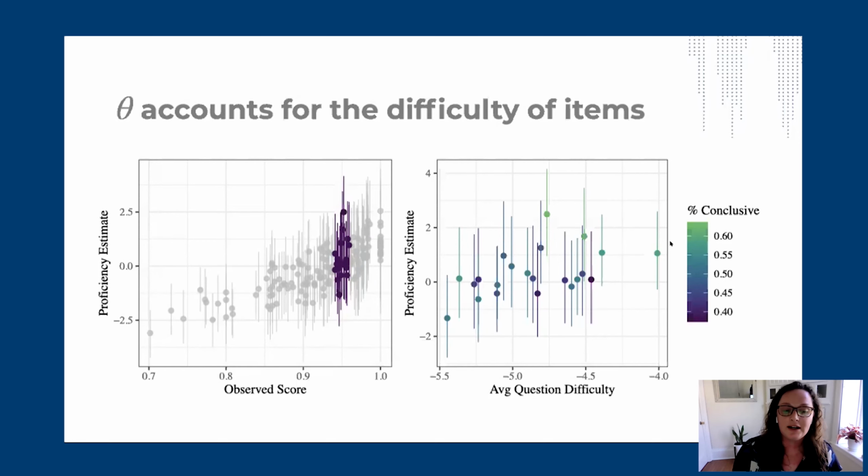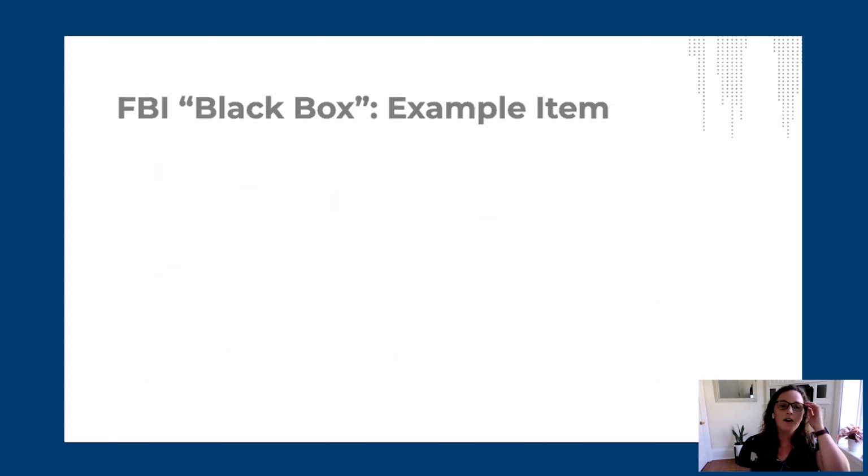And the other thing I want to point out is the color here also represents the percent conclusive. I see there is a question in the Q&A about inconclusives, and so I will get to that on the next slide. We can see that in general, the more often that examiners are conclusive, the higher proficiency estimates that they're given. And so it's implicitly accounting for those inconclusive responses without explicitly putting them in the model.